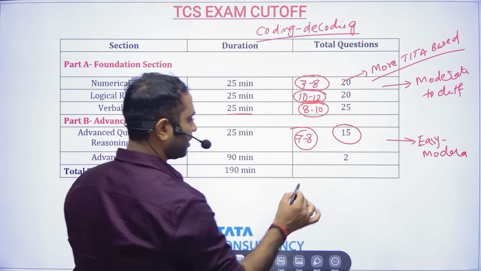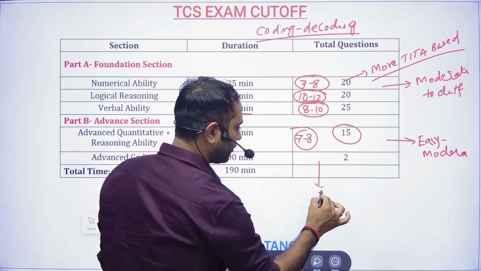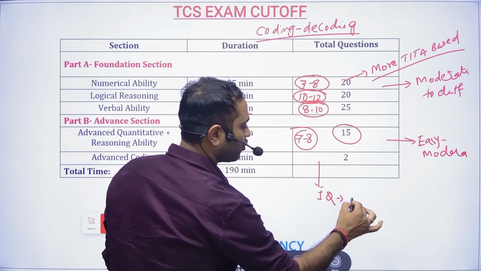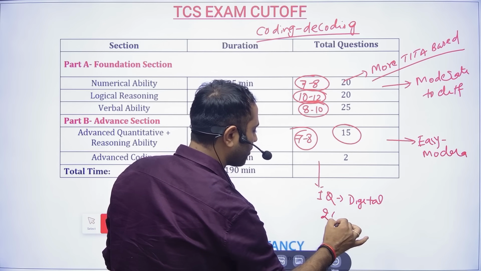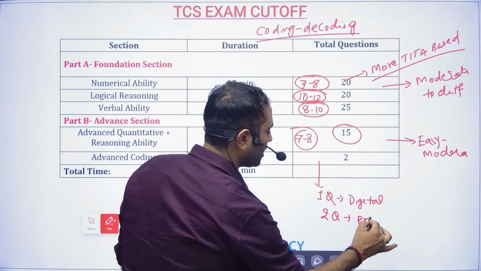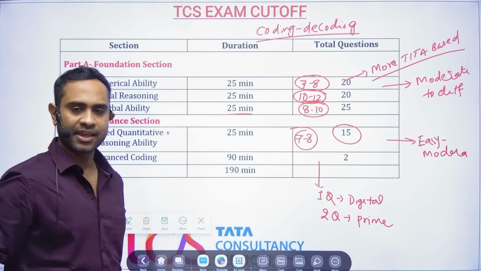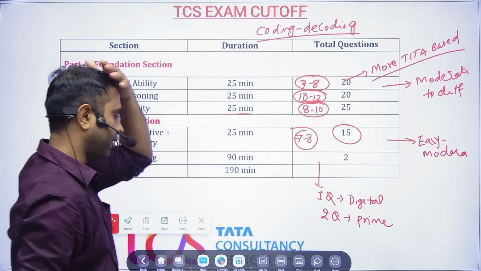Advanced coding question, see, advanced. If you do one coding question, you will be called for digital interview, and if you do both the coding questions, you will be called for prime. But it is not like that. See, it always goes on normalization.